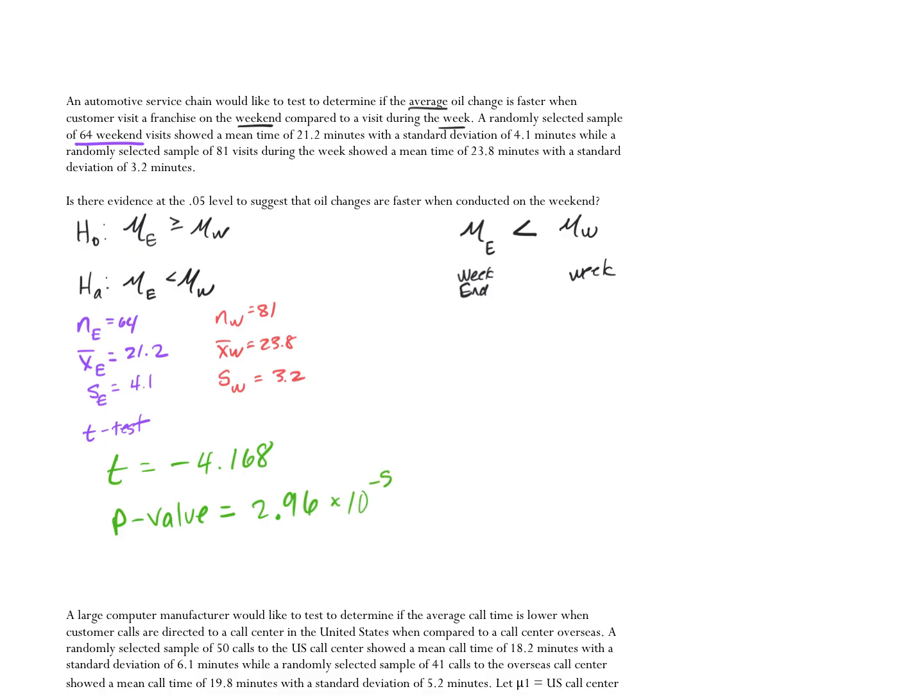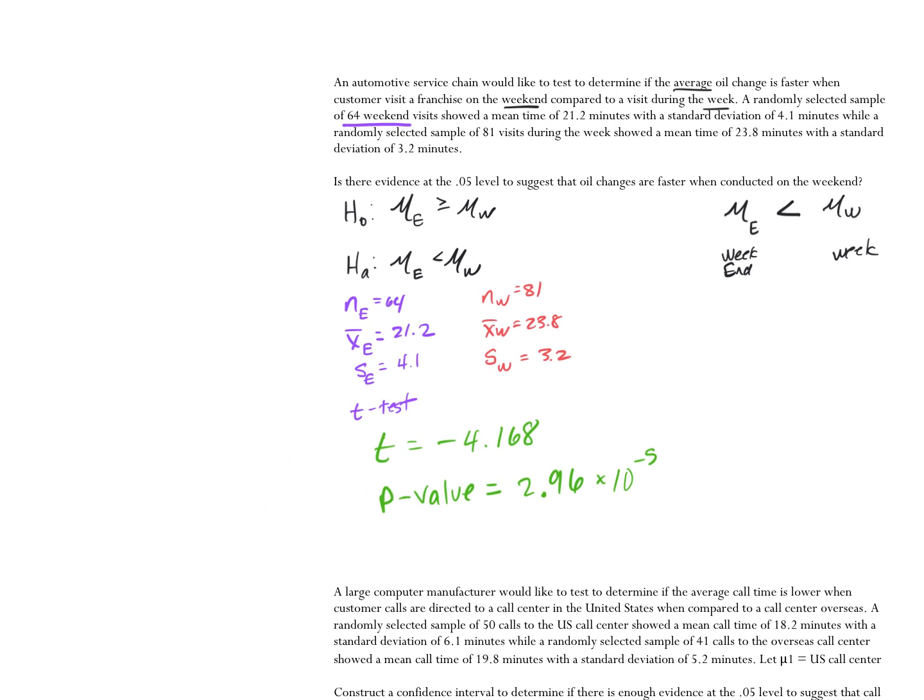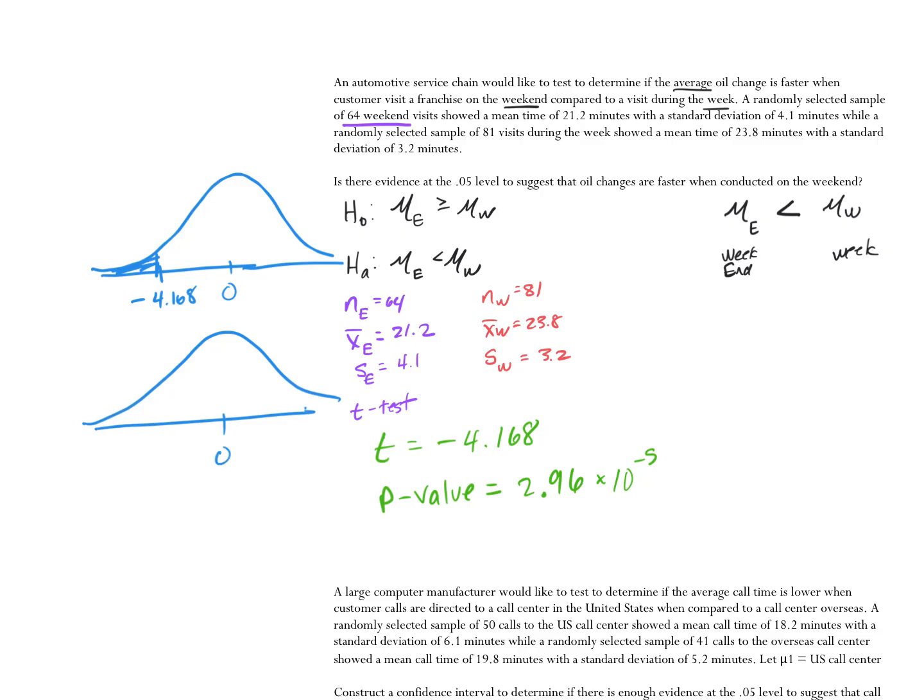Now, how come we got the same p-value even though we got different test statistics? Well, the picture would look like this. For you guys, you got negative 4.168 and shaded this way. For me, I got positive 4.168 but shaded this way because I did the greater than. Are you guys comfortable that both these pictures come to the same conclusion? Okay?